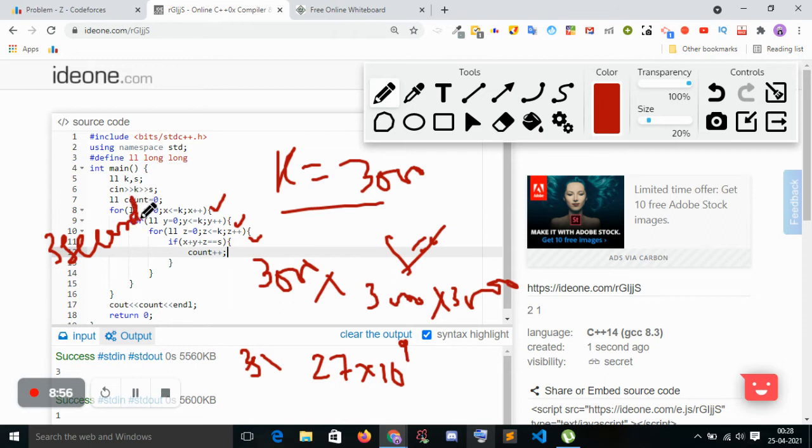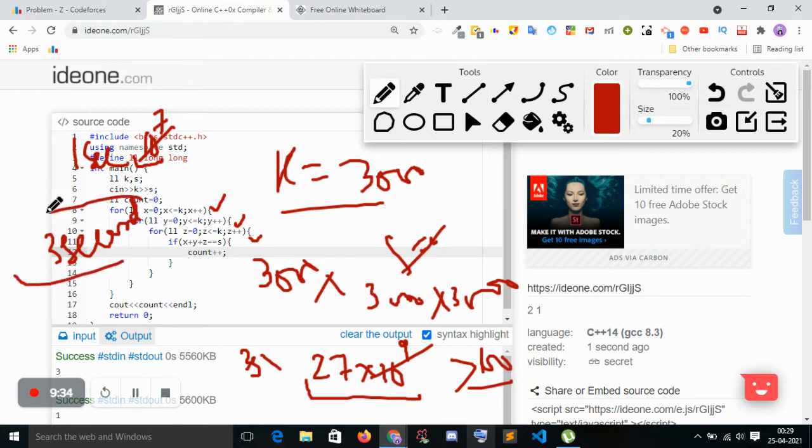I told in my previous video what TLE is, and I mentioned it in the description. You can check it. For a 1 second limit, most compilers take 10 to the power 7, or 10 to the power 8, depending on the compiler. For most of them it is 10 to the power 7 operations per second. Right now it will take 27 into 10 to the power 9, so if you divide by 10 to the power 7, it will definitely be more than 100 seconds, and we have around 3 seconds. So definitely it will give TLE.